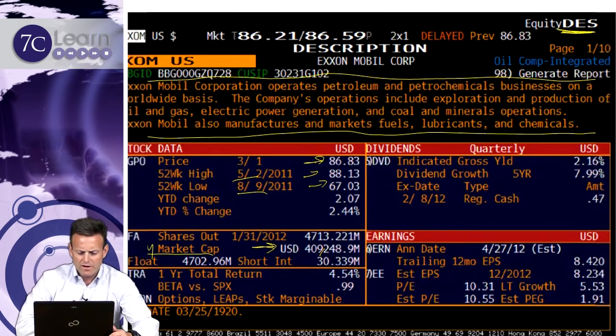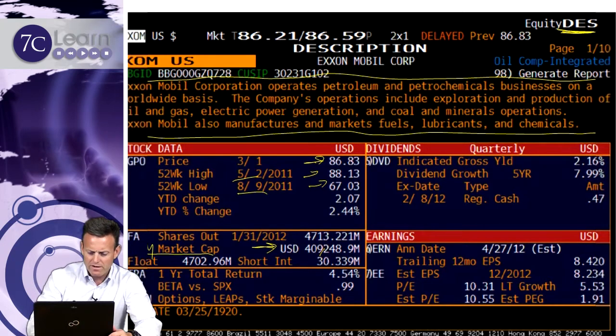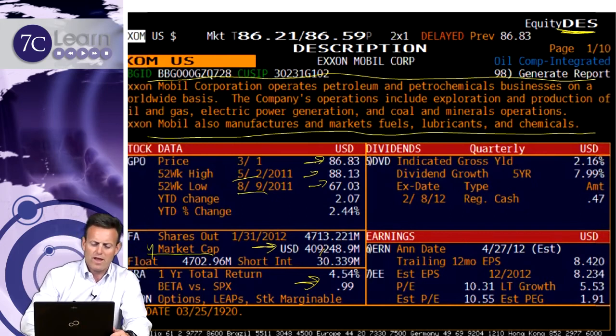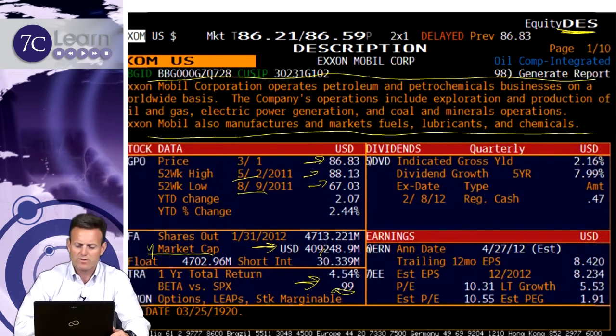Another little snippet of information is beta. We've talked about beta a couple of times already. This is the relationship between this stock and the marketplace, and what it's telling me is that it behaves very similarly to the marketplace. It is effectively the same as the S&P 500, or should behave the same.